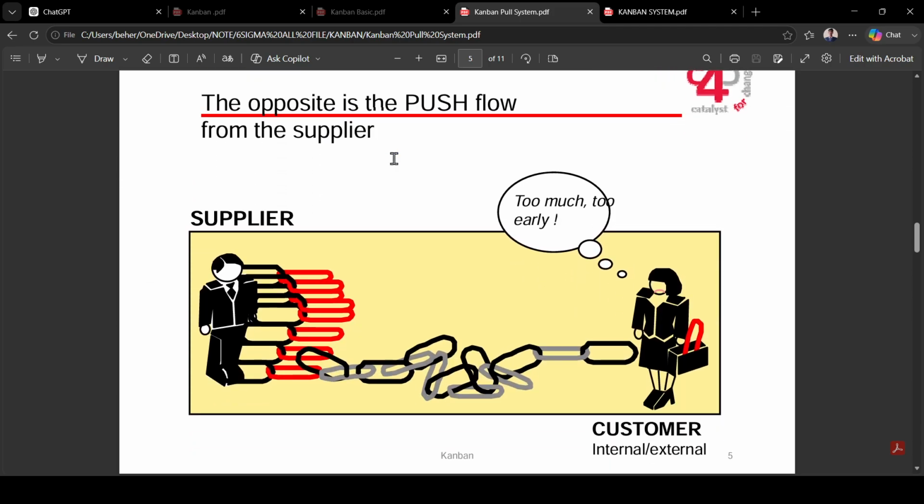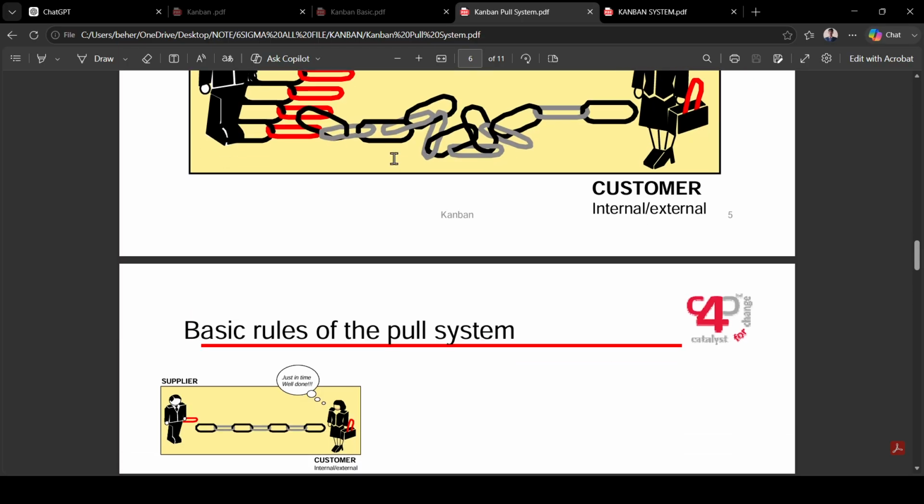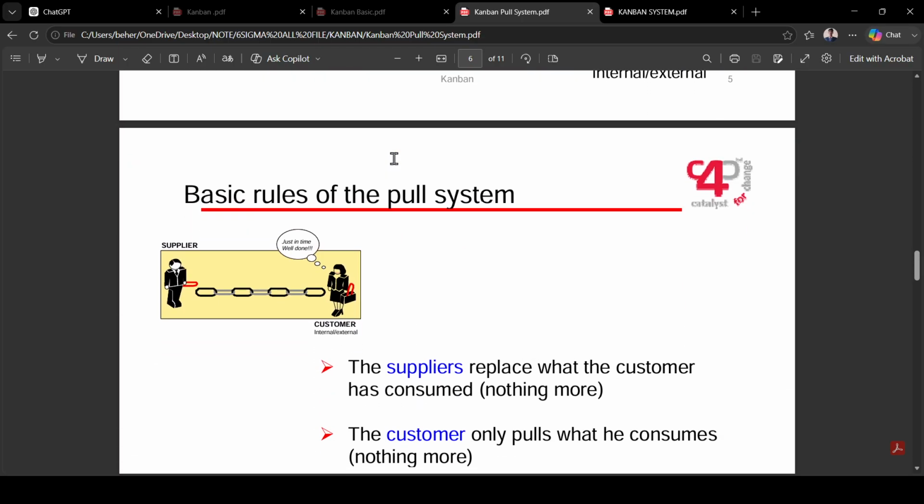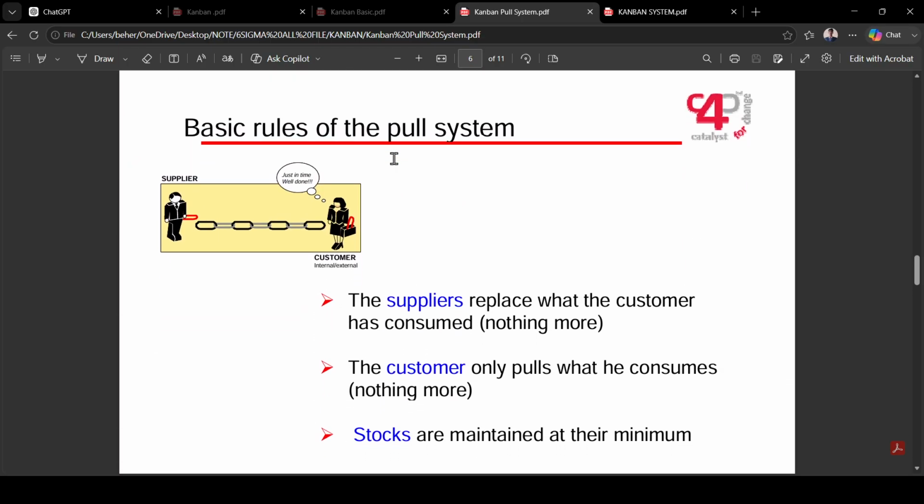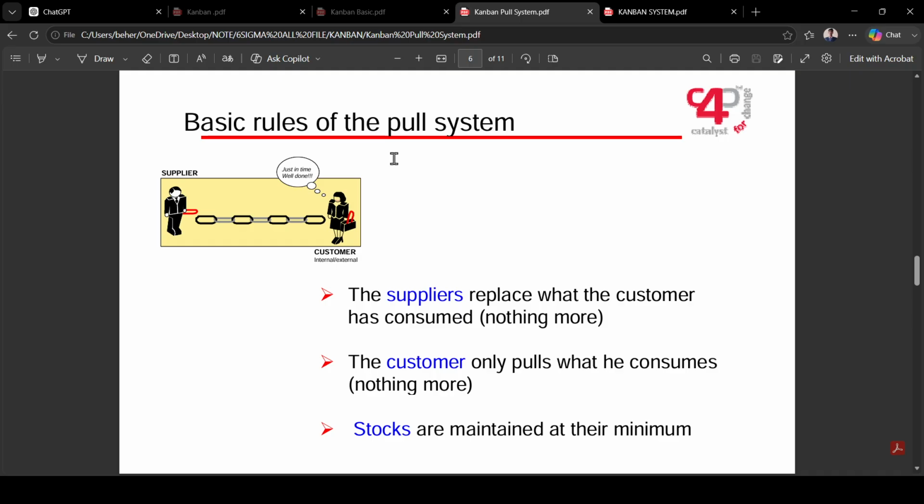The opposite is the push flow from the supplier. Too much, too early. The basic rule of the whole system: the supplier replaces what the customer has consumed, nothing more. The customer only pulls what is consumed, nothing more. Stocks are maintained at the minimum.